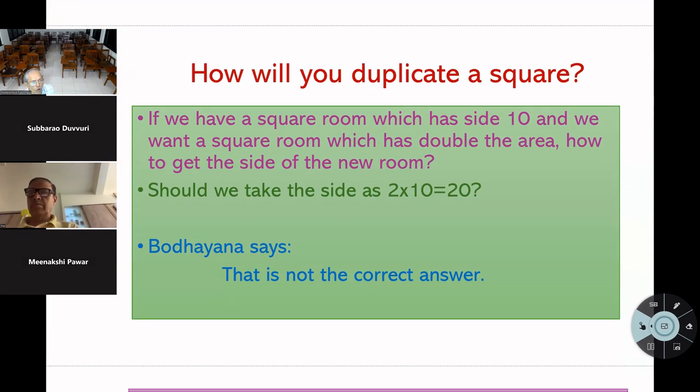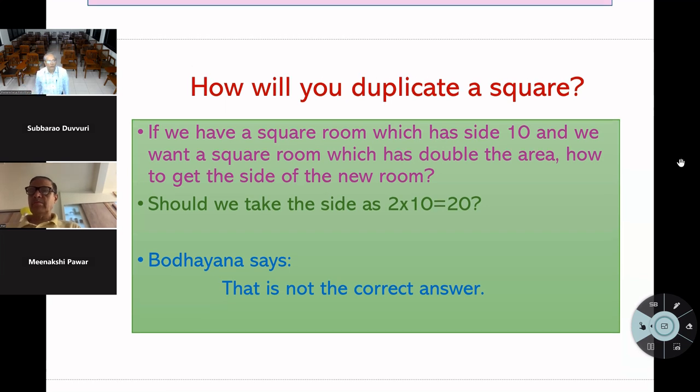So basic question is how will you duplicate a square? If you have a square room which has size 10, you want a room which has double the area, how should we get the size of the new room? So doubling the side is not the answer. That's what Bodhayana mentions.